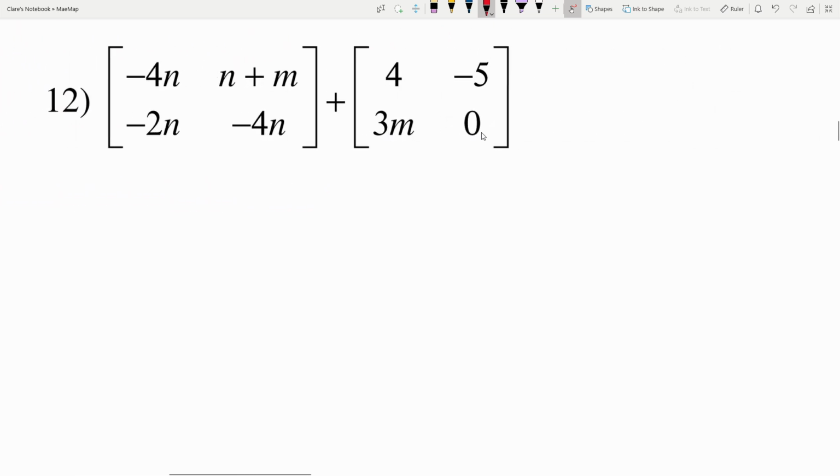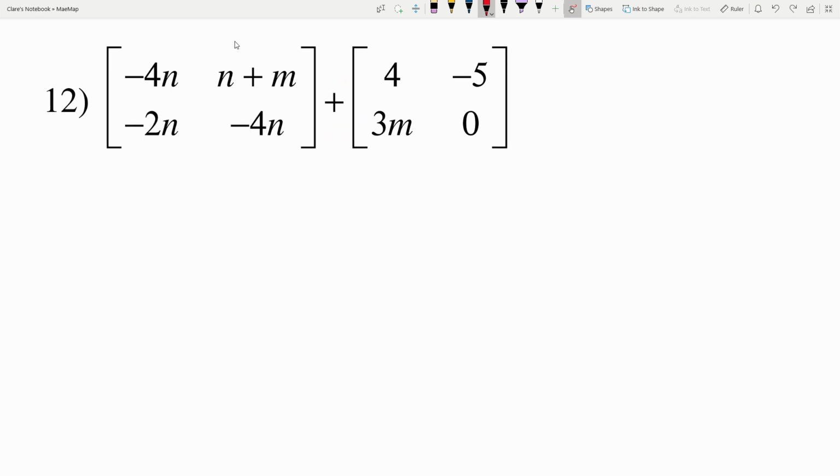Now on to number 12. In number 12, I'm adding my matrices, but let's double check to make sure I can add them. The first matrix has 2 rows. The second matrix also has 2 rows. The first matrix has 2 columns, and the second matrix has 2 columns. So because both are 2 by 2 matrices, I can add them together, and my result will also be a 2 by 2. So let's go ahead and add these together.